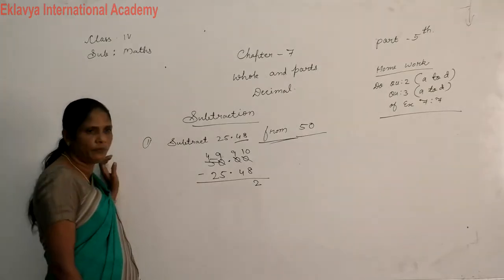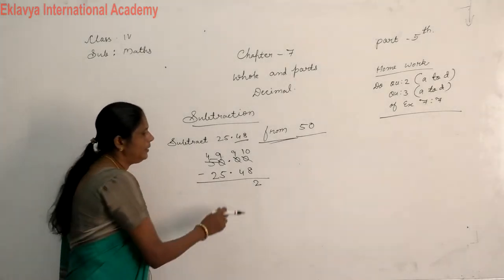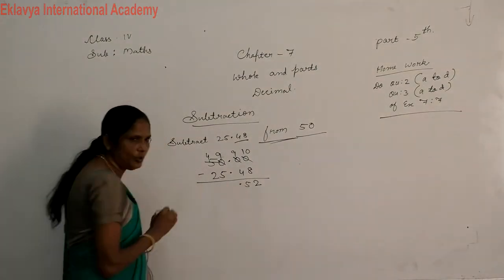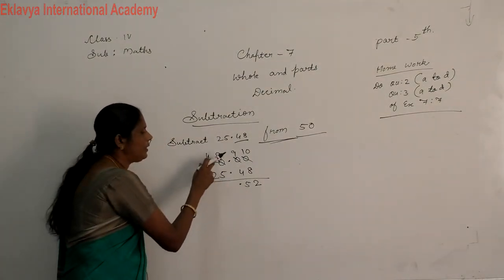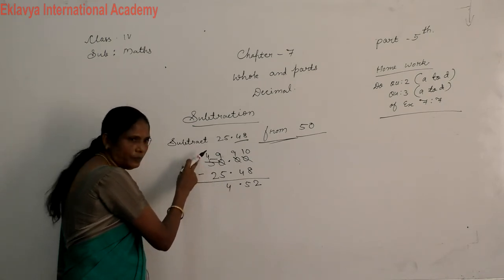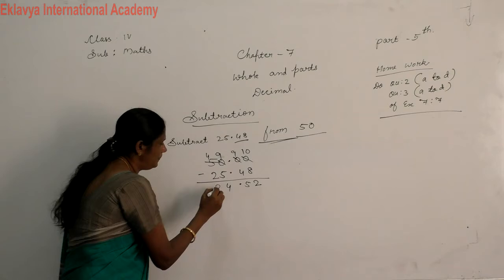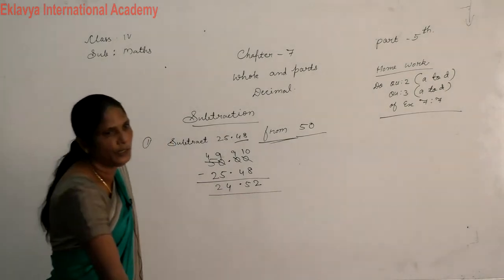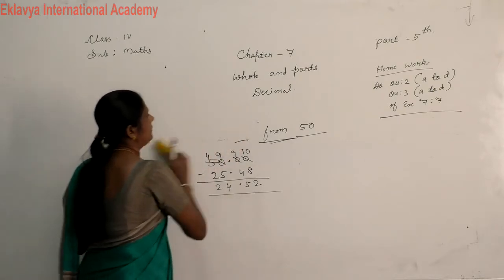4 take away from 9, you get 5. Then you put the point also. Then 5 take away from 9, you get 4. Then 2 take away from 4, you get 2. Our answer is 24.52.